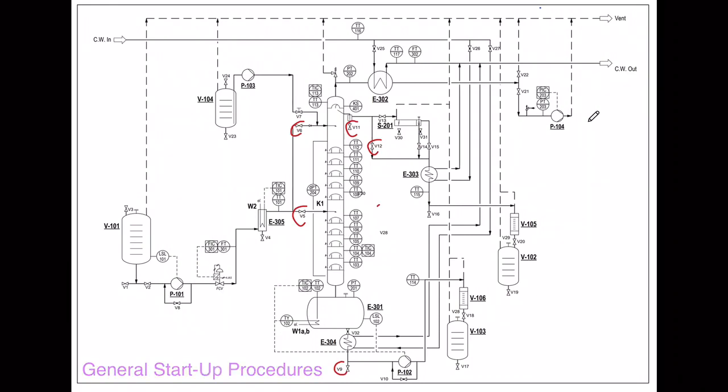Then after that, you have to make sure that your reboiler E301 is filled with the 25-liter mixture containing ethanol and water at the desired composition, as well as your feed vessel, this one, which is filled with the remaining ethanol-water mixture.